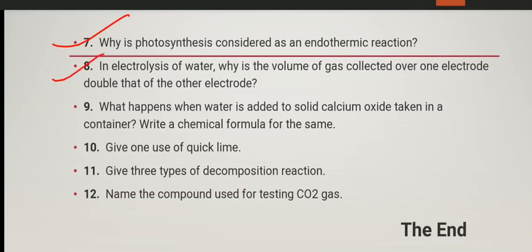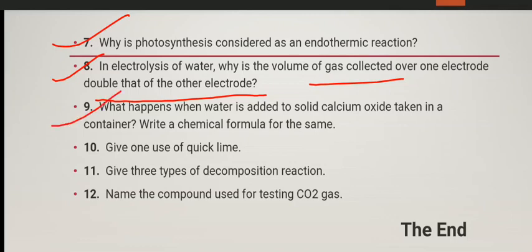8th question is, in the electrolysis of water, why is the volume of the gas collected over one electrode double that of the other electrode? That I already told you, because at the time of formation of water, two atoms of hydrogen and one atom of oxygen are present. So they always combine in a ratio of 2:1. That's why the amount of hydrogen gas is double the amount of oxygen gas.